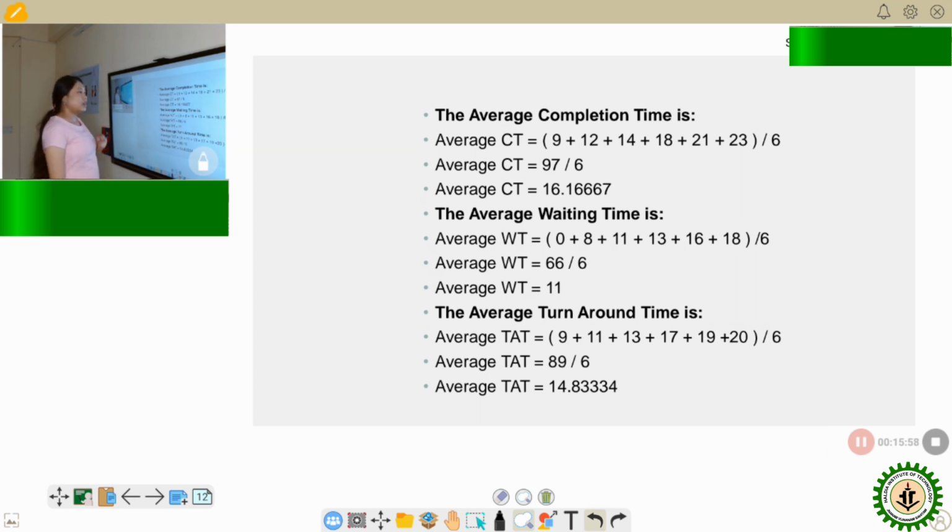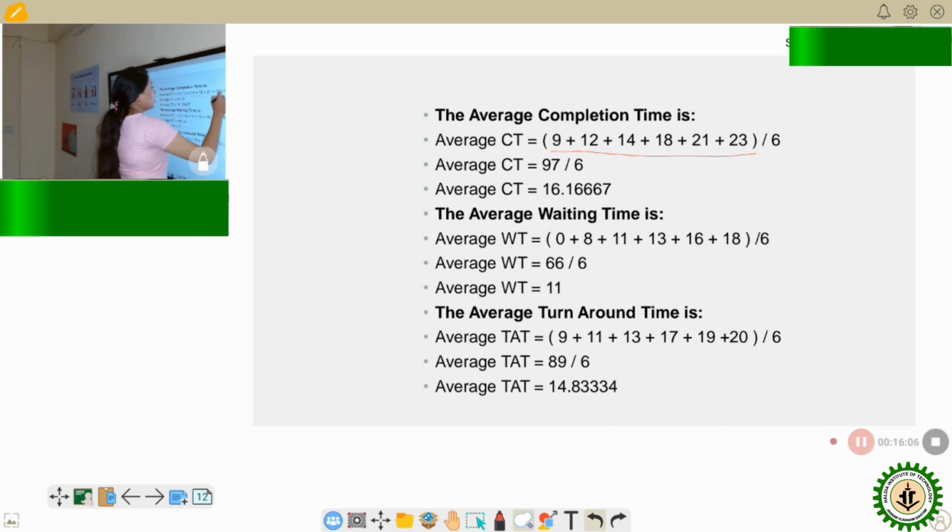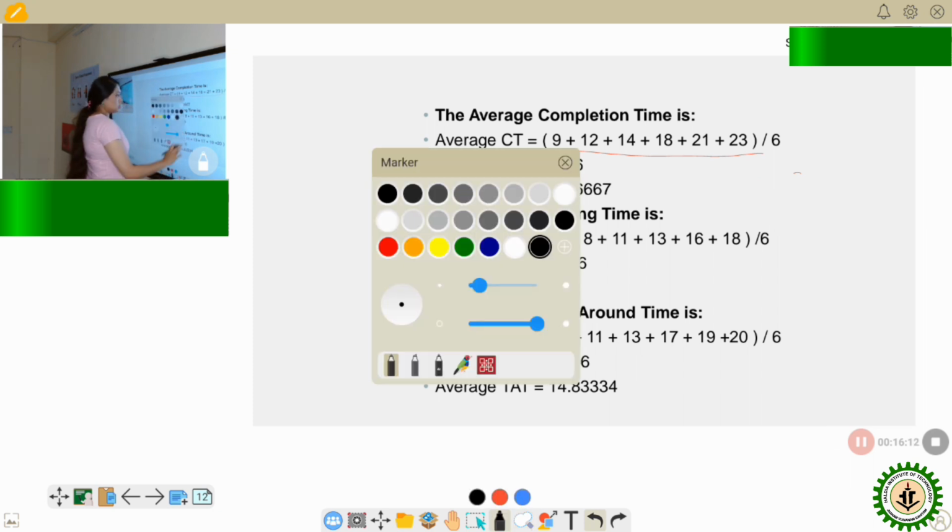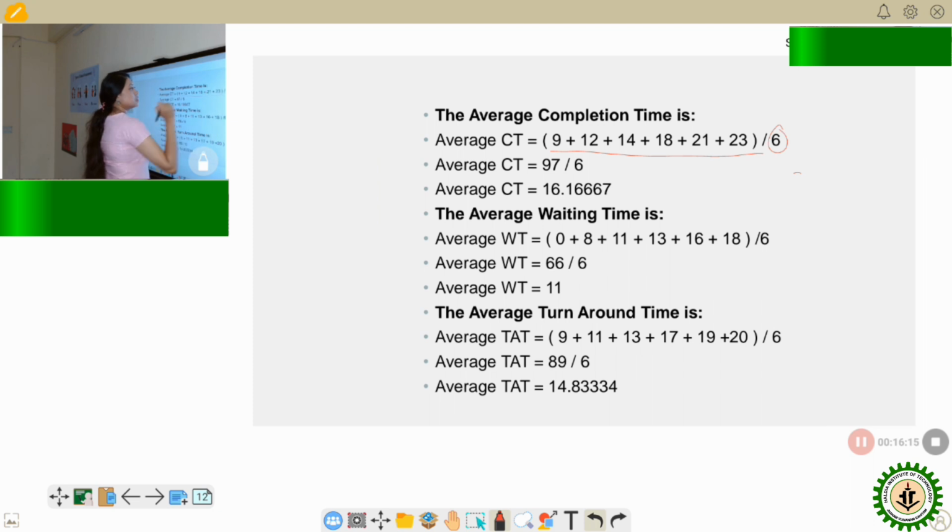From there we have to calculate the average completion time, average waiting time and average turnaround time. So this is the formula. These are our completion times. We just divide it by 6. Why 6? Because the total number of processes is 6. This is our average completion time. Then the average waiting time is 66 by 6, so our average waiting time is 11. Then the average turnaround time is 14.8.